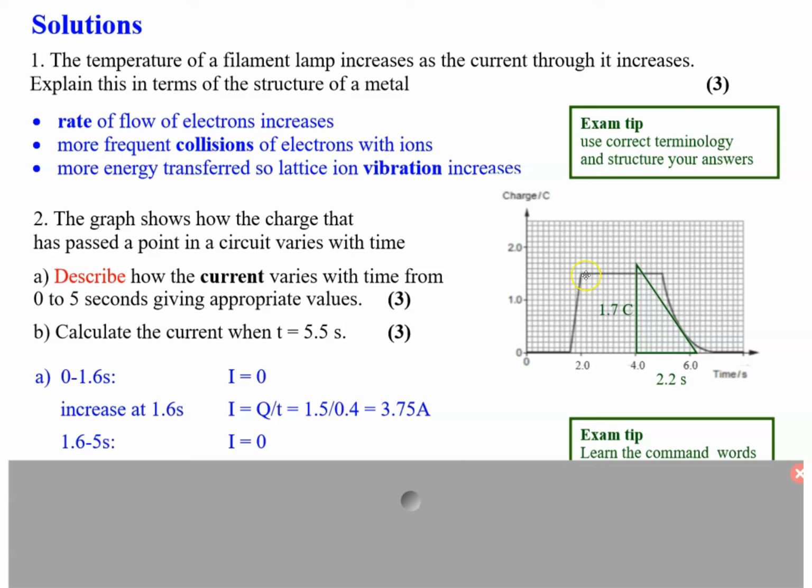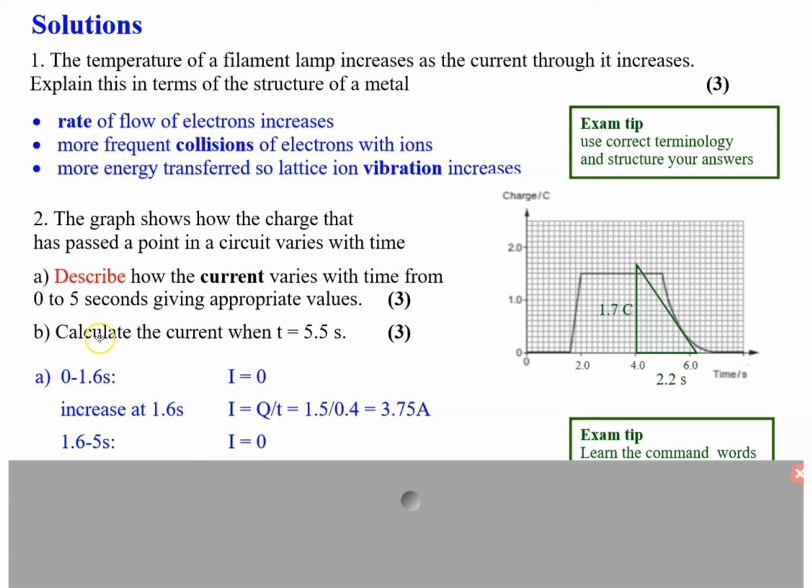And then we have a fixed amount of charge. So even though the charge is non-zero, the rate of change of charge, the rate of flow of charge, will be 0. Alternatively, we could say the gradient is 0. So that's up to 5 seconds, then we've got our 3 sections.